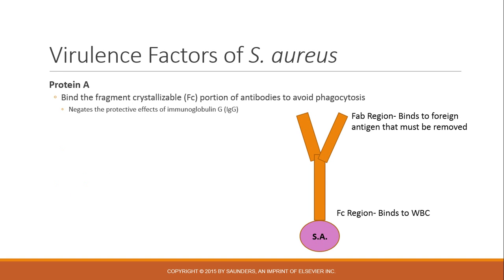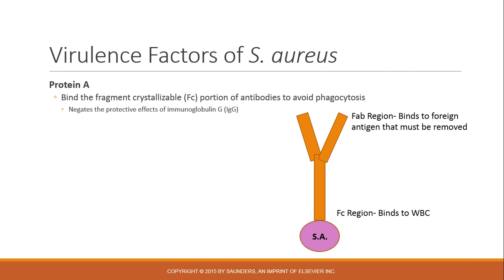Protein A, I can tell you that this is on the exam. This is something that's secreted that helps the organism avoid phagocytosis. So basically, this is my sad little illustration of an IgG molecule. And if you remember, IgG has two regions, right? It has the Fab region and the FC region. One region binds to the antigen that is supposed to be removed from the circulatory system, right? It's the foreign particle that binds to that region. And the FC region binds to the white cell and allows the white cell to recognize the other antigen as foreign, and it phagocytizes it.